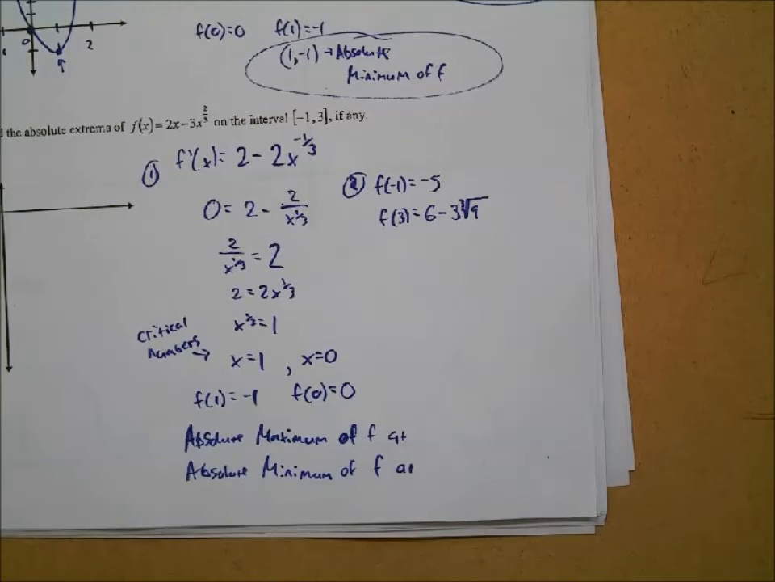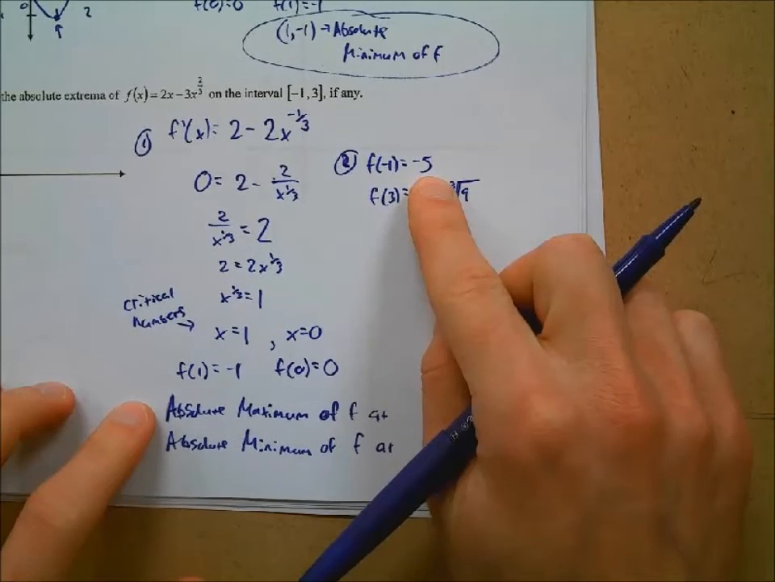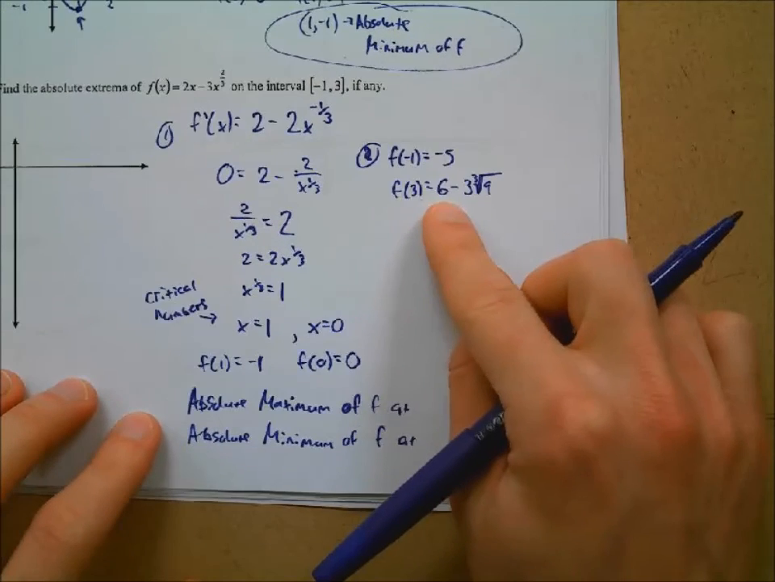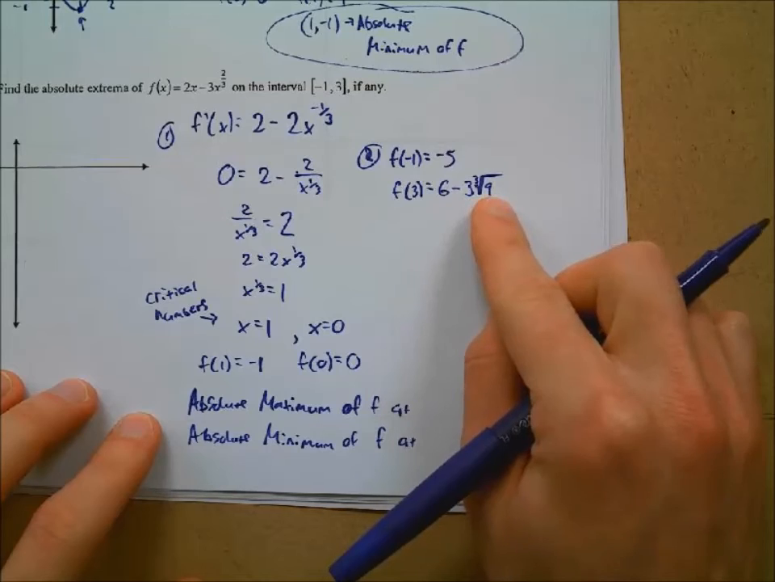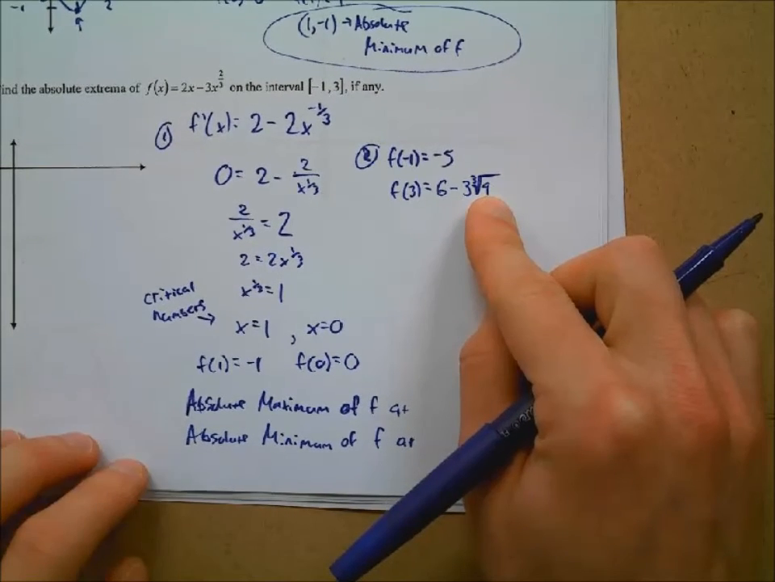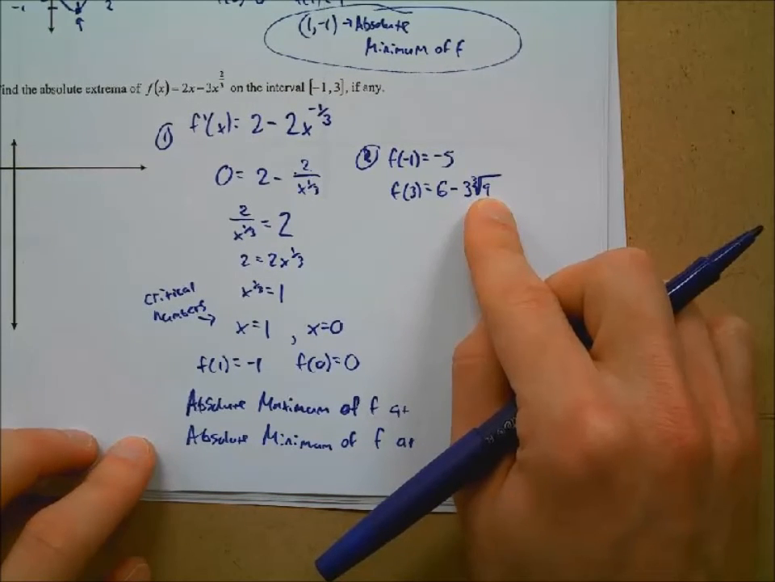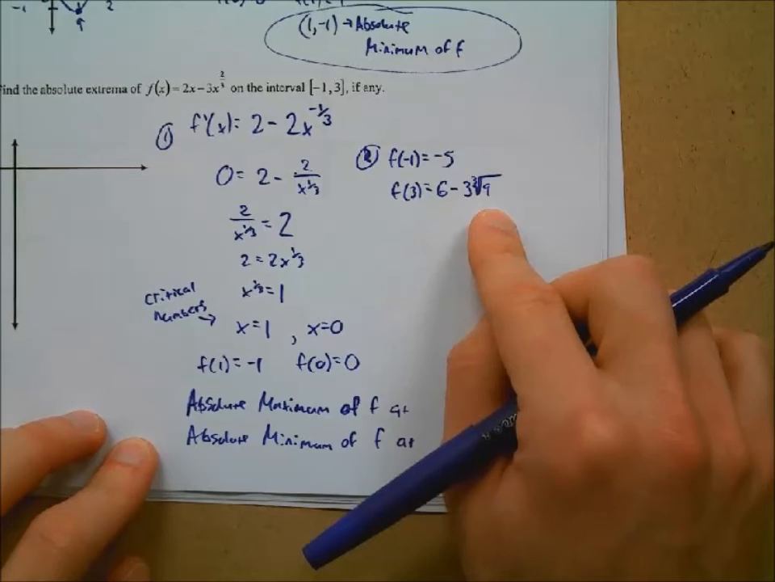What's our lowest point here? -5. How are we sure about that, though? What about this 6 minus 3 times the cube root of 9? What if we didn't have our calculators here and we were given this number? How can we go about figuring it out?